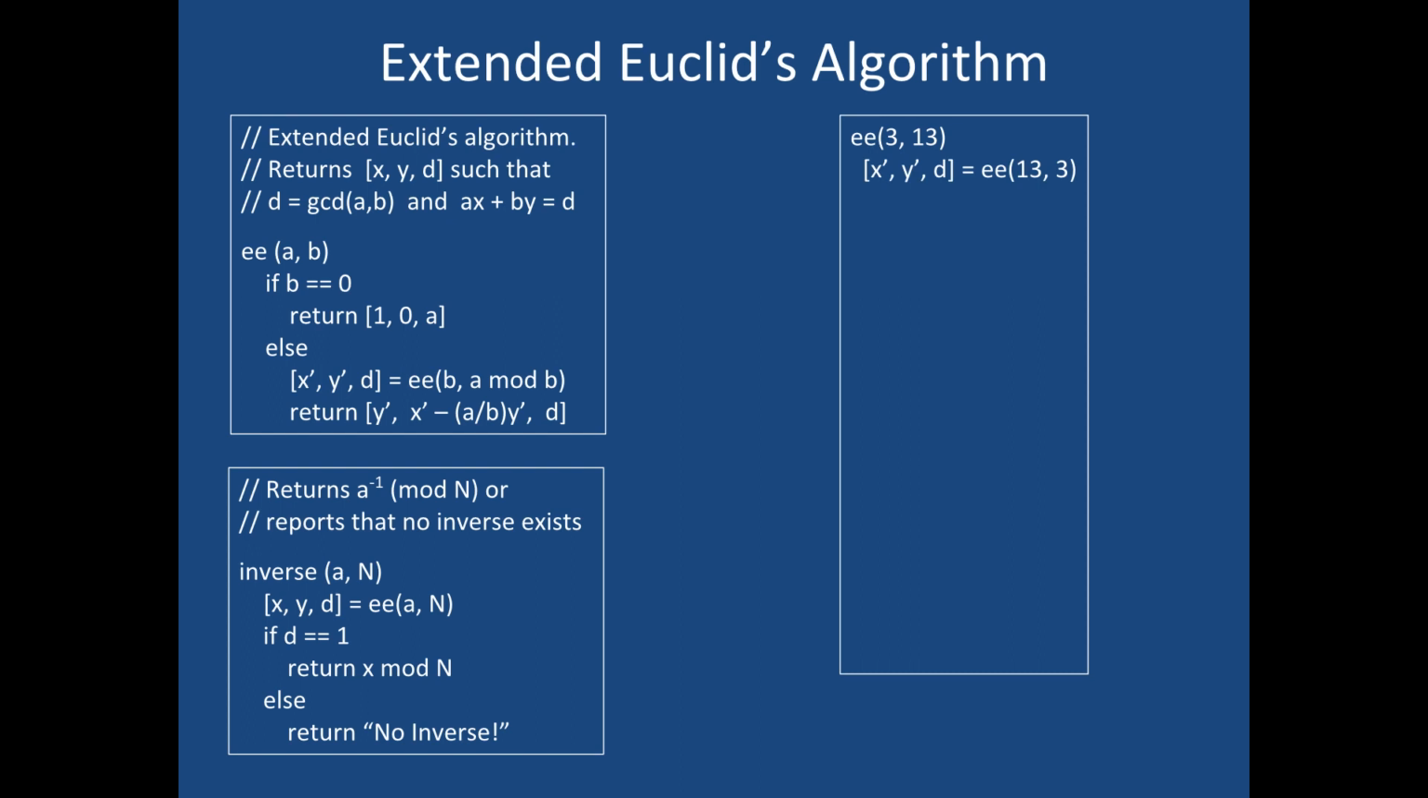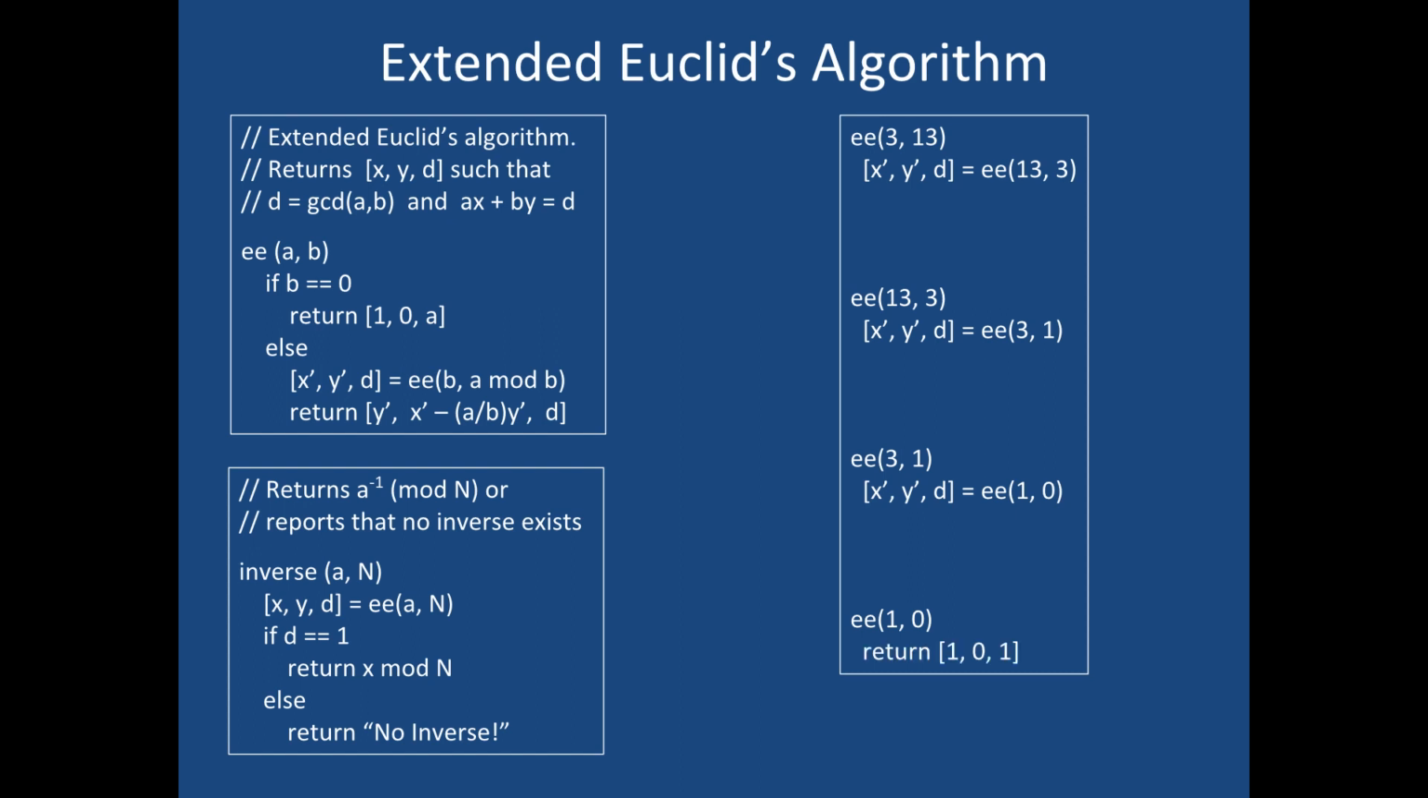We're going to get back x prime, y prime, and d. Well, let's skip ahead to the call. There's EE of 13 and 3. What recursive call is it going to make? Yeah, 3 and 1. Okay? What recursive call will we make to solve that? 1 and 0. And that's the base case. So now let's work our way back up. What's going to be returned by EE of 1 and 0?